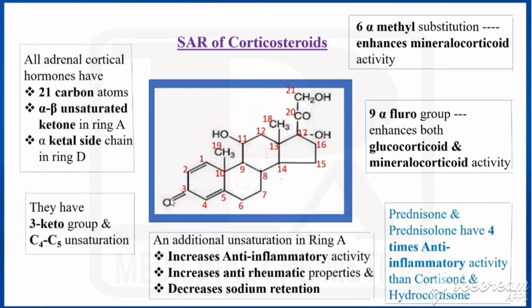At third position it is having ketone. 11th position it is having hydroxy. 17th position it is having alpha hydroxy. And 17th it is having COCH2OH. So that is the structure for prednisolone.